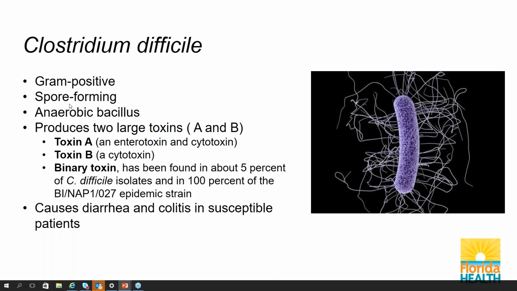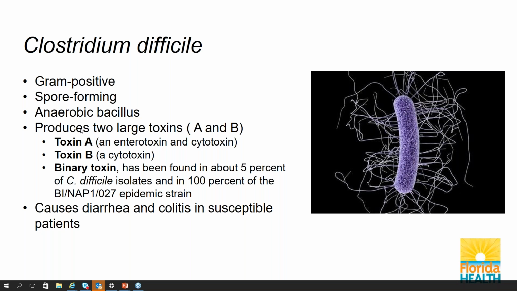Okay, so Clostridium difficile is a gram-positive organism. Relating to the peptidoglycan layer, what do we know about gram-positive organisms? Thick layer. Good job, Ashley. Yes, they have a thicker layer than your gram-negative organisms. That is correct. Okay, it's spore forming. It's an anaerobic bacillus. So anaerobic, what is that? All right, it does not need oxygen. It grows in the absence of oxygen.